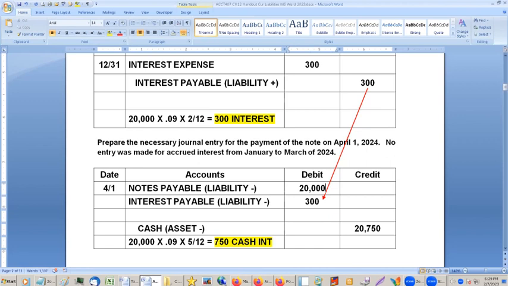What do we need? What's the magic? Interest. Yeah, interest expense. And this interest expense will be for the 3 months. You can actually calculate it if you want. It'd be 20,000 times 0.09 times 3/12. Scratch that, 3/12. See, I messed it up. I knew that.